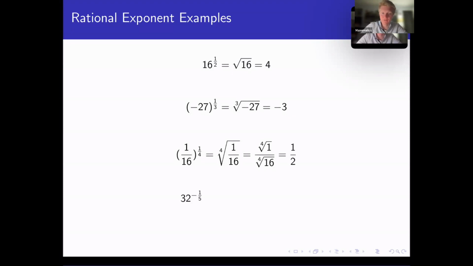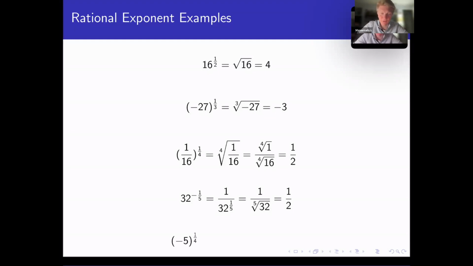32 to the negative 1/5. Well, just like rules we had in previous sections, negative exponents, we drop them to the denominator. 32 to the 1/5 means fifth root of 32. What number multiplied by itself 4 times for a total of 5 times gives you 32? Well, 2 times 2 times 2 times 2 times 2 is 32. So fifth root of 32 is 2.